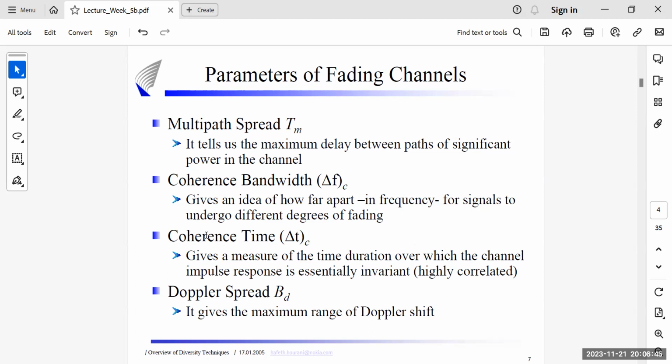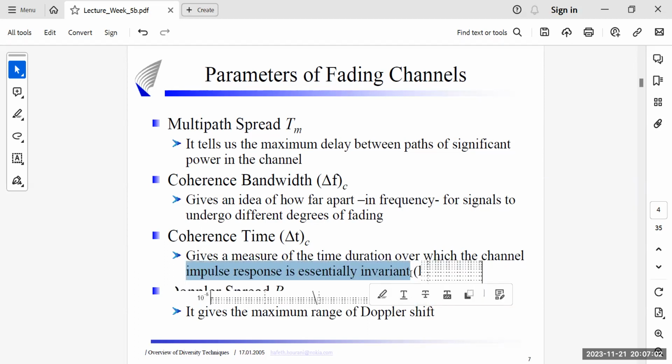That again, you can see the word coherence time. So that time duration at which you see coherence in the channel. Beyond this time, you will see different kinds of phenomena. So you can say the impulse response beyond this time would not be coherent, and therefore this is the coherence time, right?